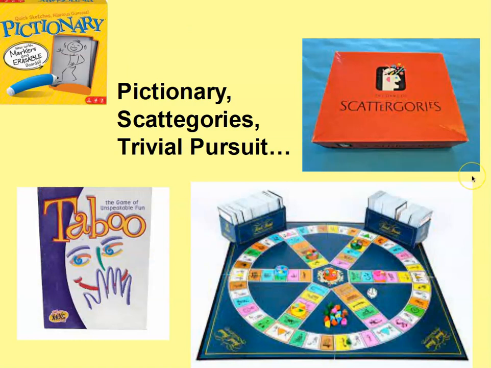All right, so anytime you need cards, you can grab this deck of cards that you have already made and throw it into any pre-existing game. You can play Pictionary. You can play Scattergories. You can do Taboo, which is kind of similar to $20,000 Pyramid, I think. You can do Trivial Pursuit.